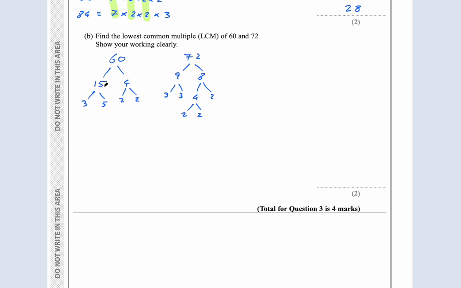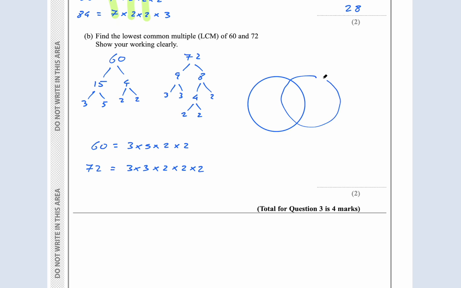So, 60, let's do it here. 60 is 3 times 5 times 2 times 2. 72 is 3 times 3 times 2 times 2 times 2. Venn diagram. Okay, this is 60, this is 72.